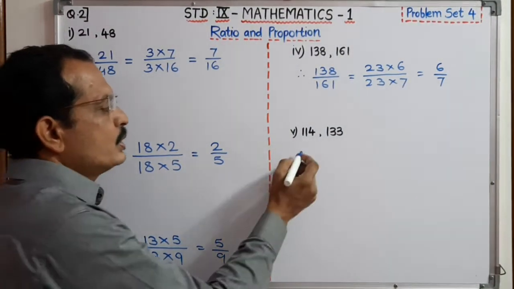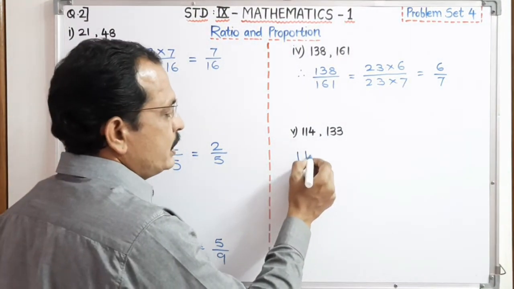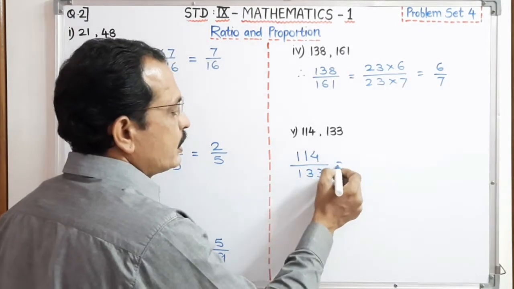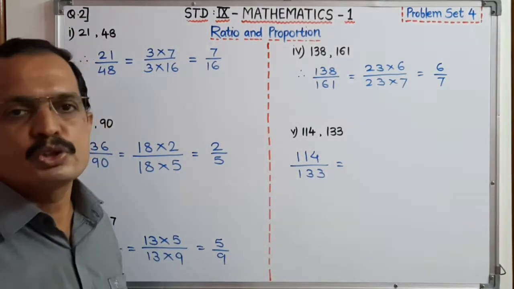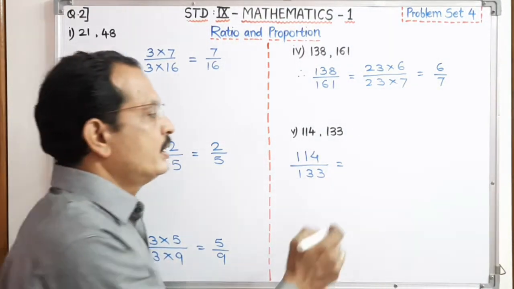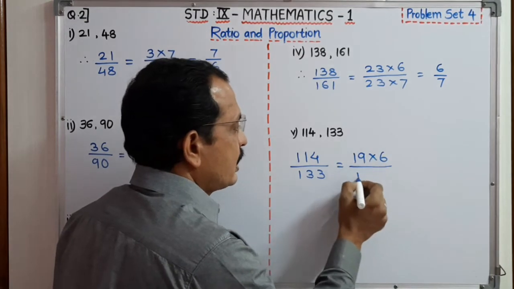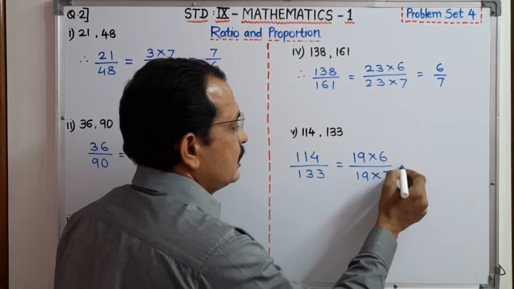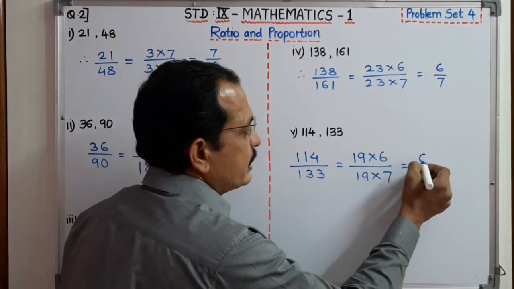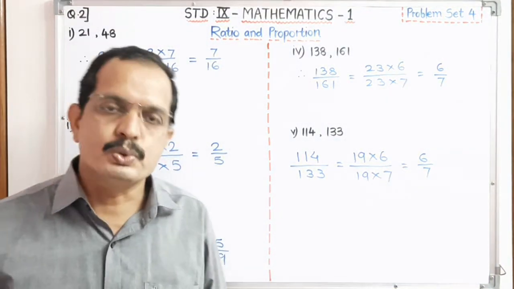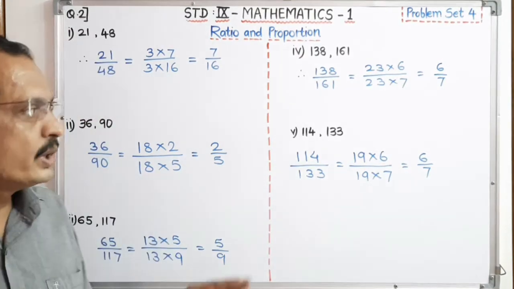Same way, dear student, we can solve the last one. It is 114 upon 133. Now, dear student, for that purpose you must know the table of 19. Here 19 6s are 114 and here 19 7s are 133. Therefore, 19 gets cancelled. It is 6 upon 7, or dear student, it is 6:7. In this way, we can write.